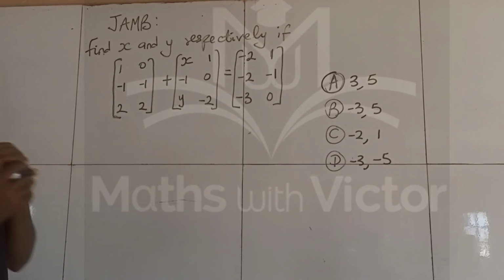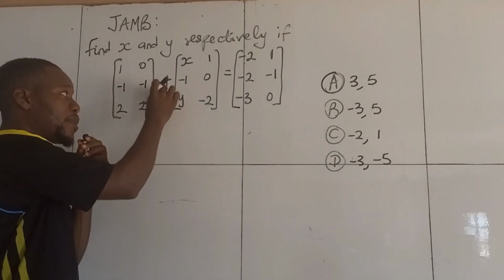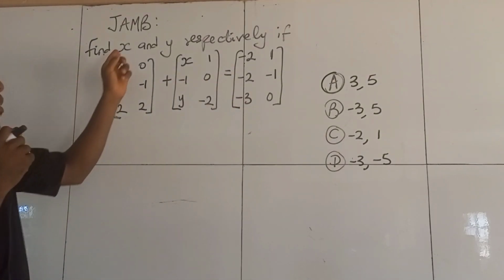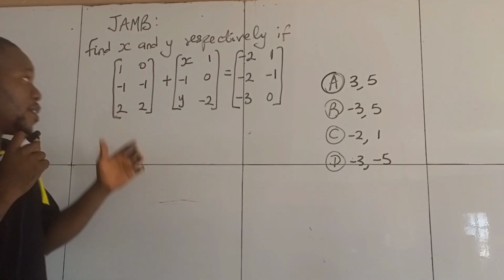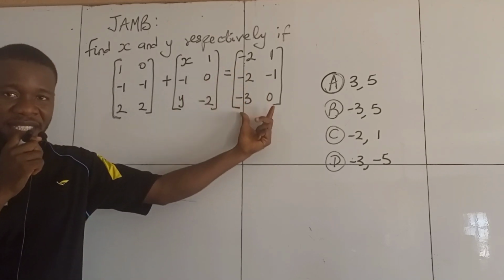So we have this jump question. If this plus this is this, find the respective values of x and y. This is a question from matrix. So we are adding this matrix to this matrix, and the result is this matrix.